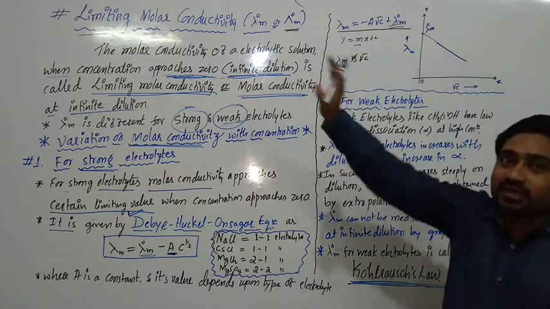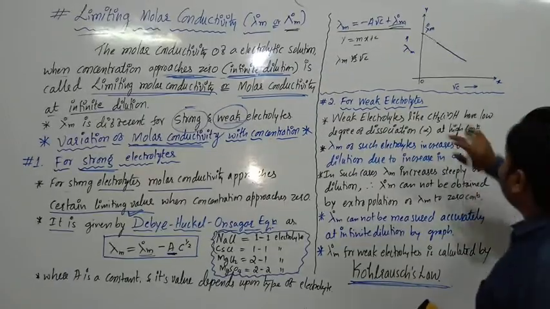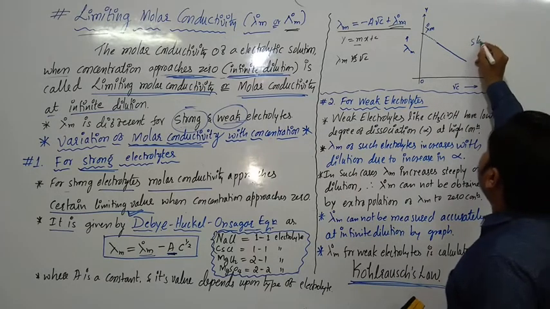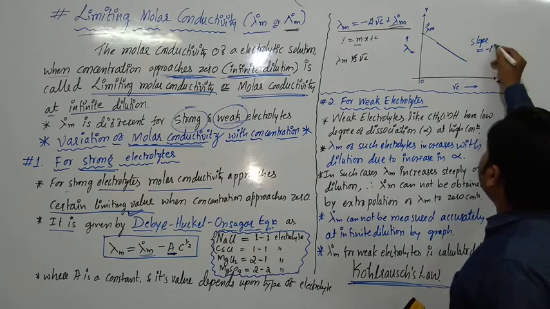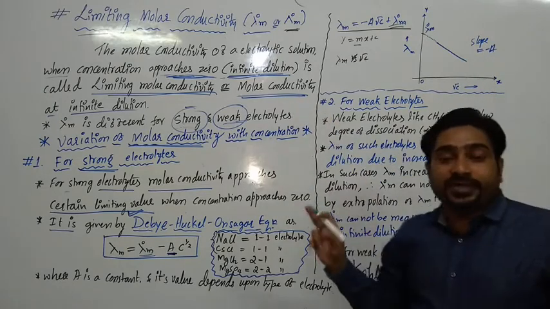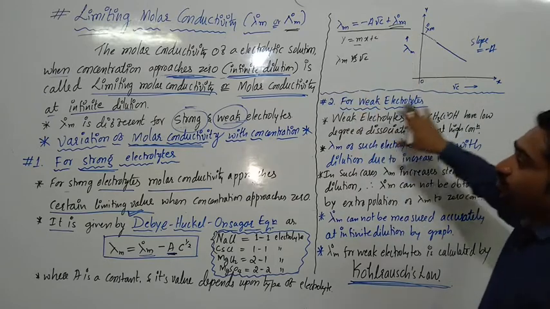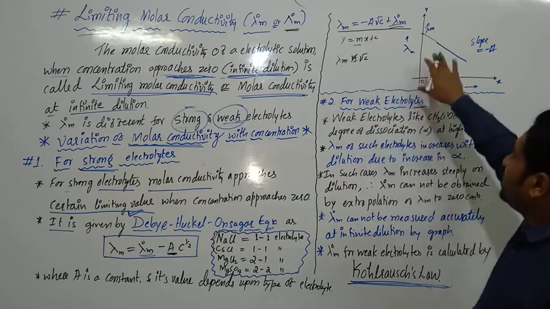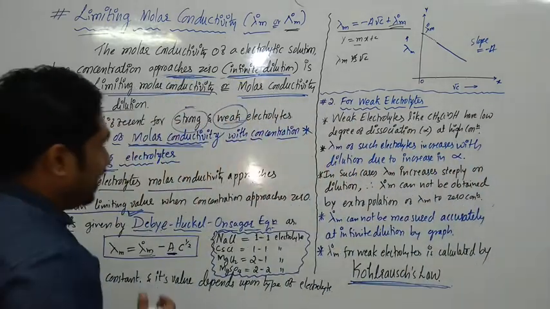So the limiting molar conductivity for a strong electrolyte can be given graphically like this. Here the slope is equal to minus a. Like this, for a strong electrolyte, limiting molar conductivity can be calculated. So this is about strong electrolytes.